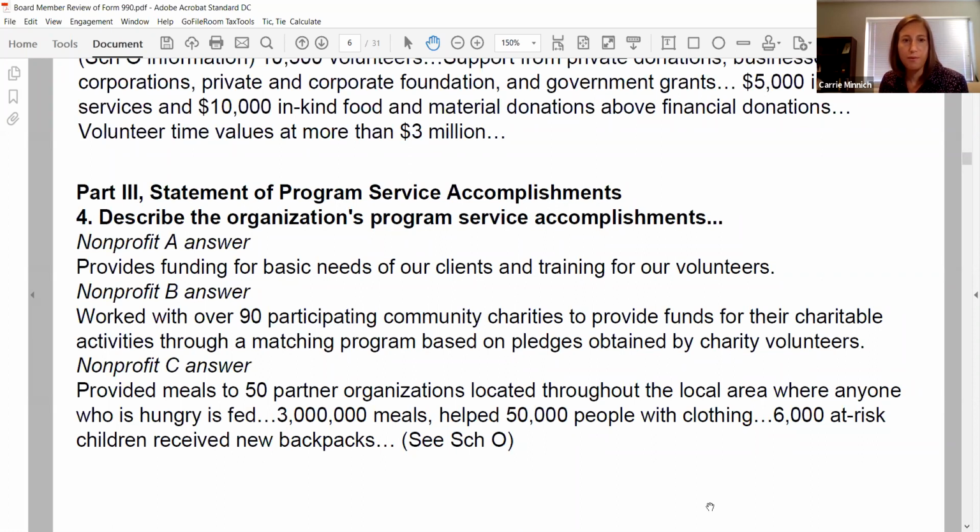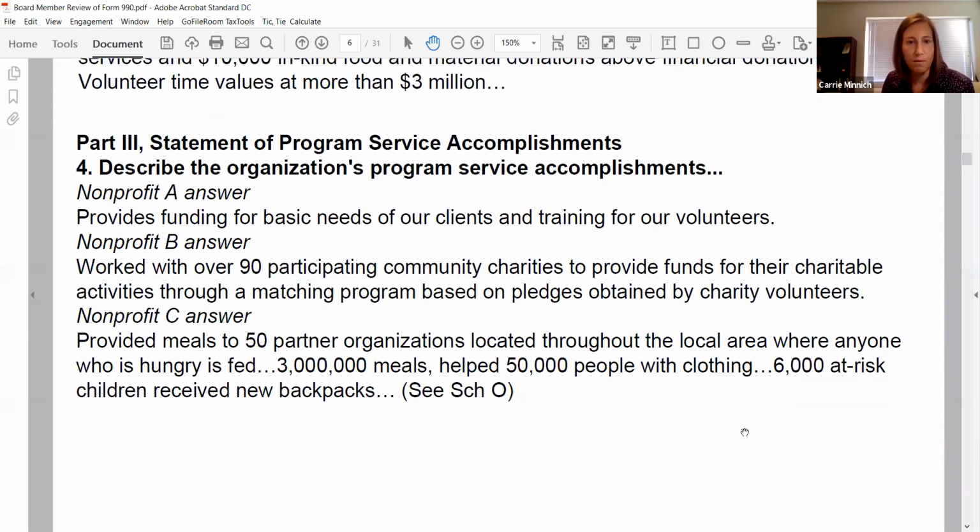But then again, we have nonprofit C, who probably gave the best answer because they're talking about providing meals to 50 partner organizations, where it's located. It describes the activities and results of the program using qualitative and quantitative information. And then they just expanded some more on Schedule O.